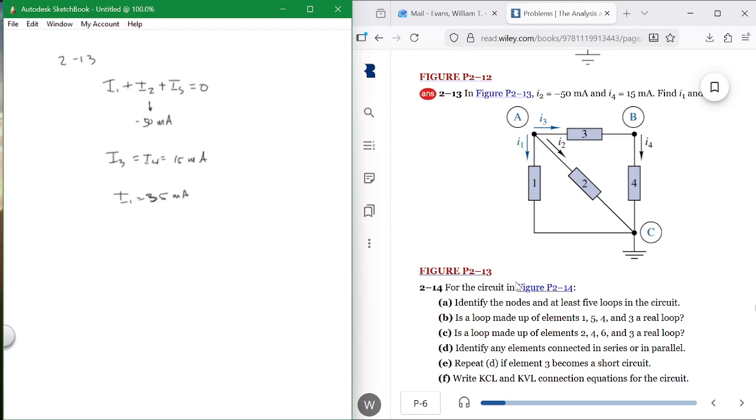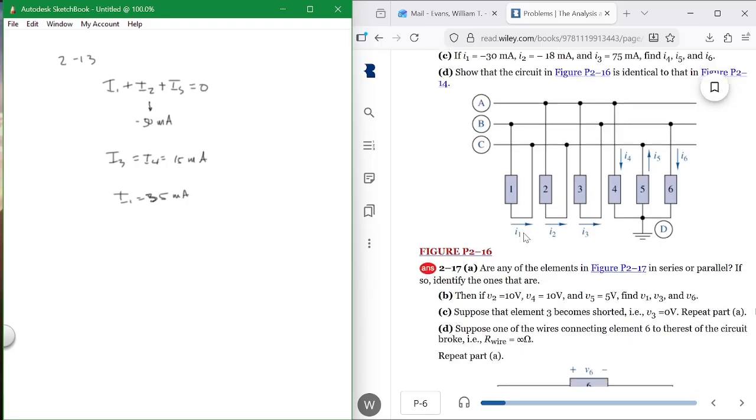I'm going to skip 14. I said I was going to do 14, but I'm not. We're going to skip 14. 14 is kind of a mess. Okay, so far we're at 2-12 and 2-13. I'm going to go down to 2-24.